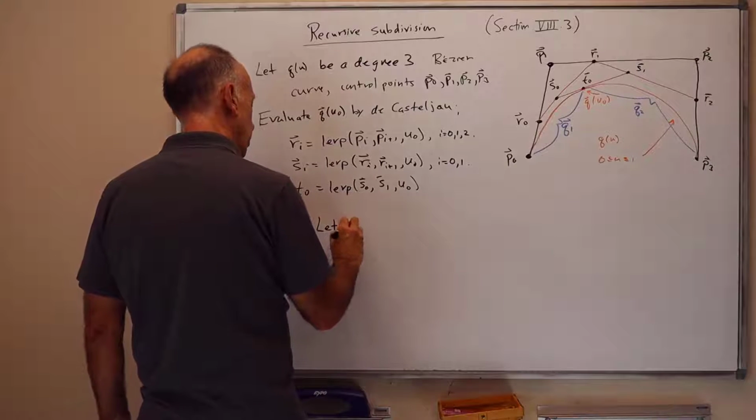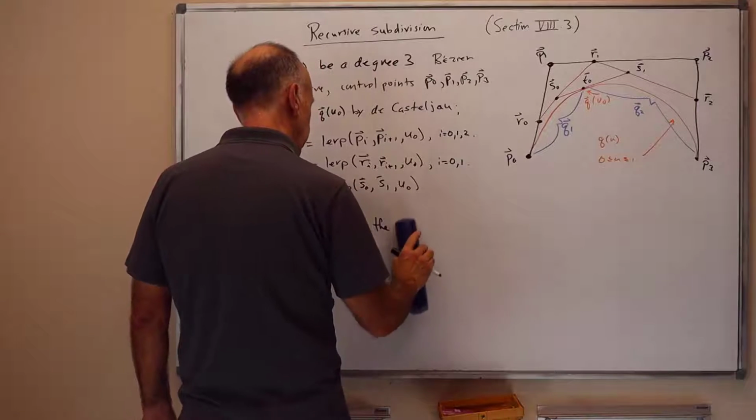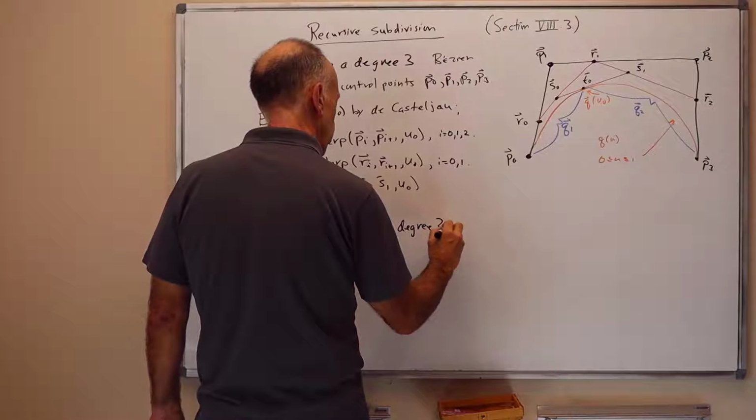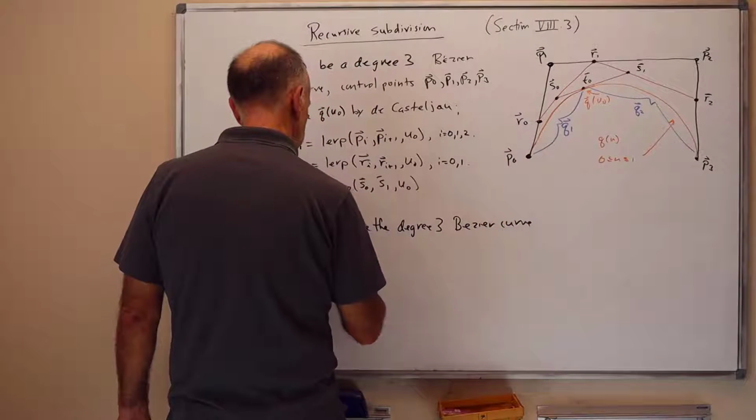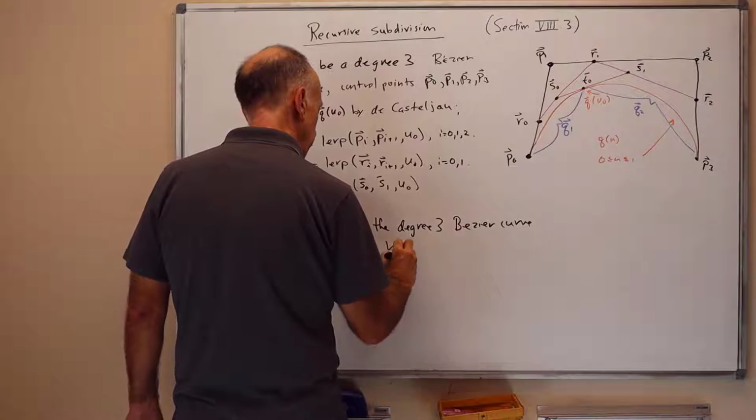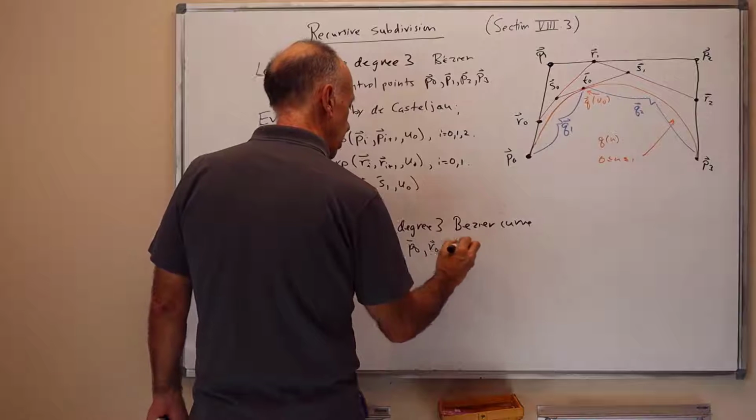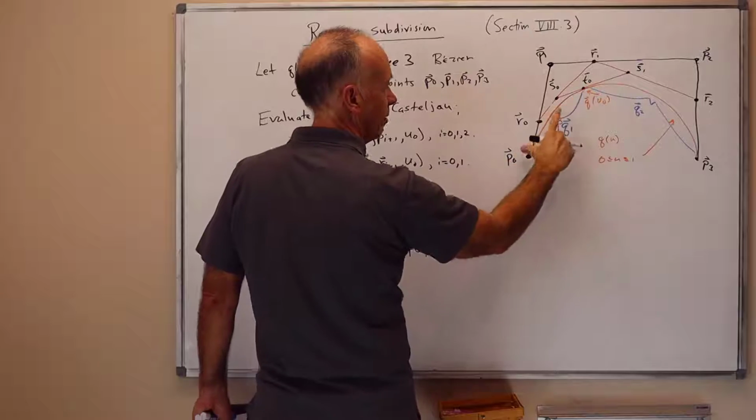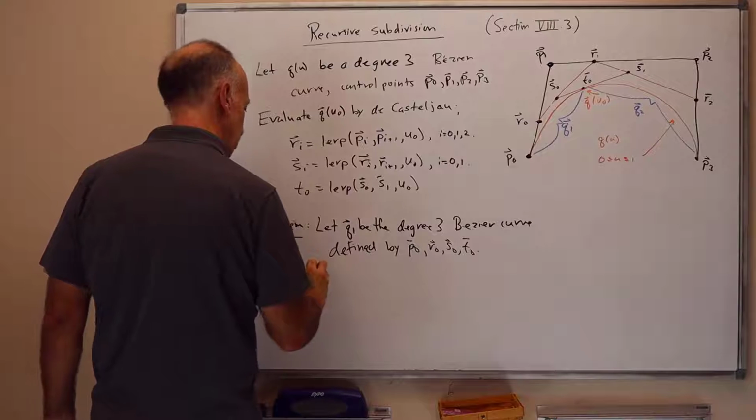So for the theorem statement, let Q1 be the degree 3 Bezier curve defined from the control points P0, R0, S0, and T0. In other words, we've got four control points here, P0, R0, S0, T0, and they define some degree 3 Bezier curve, and we'll just take that to be the definition of Q1.